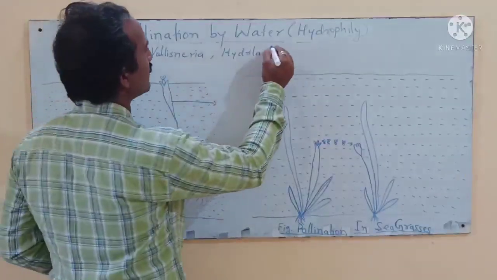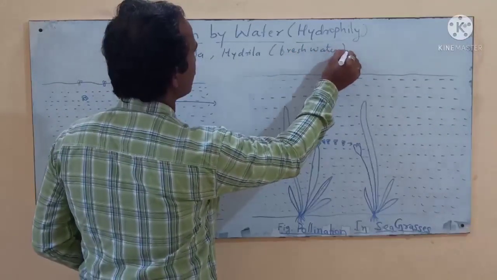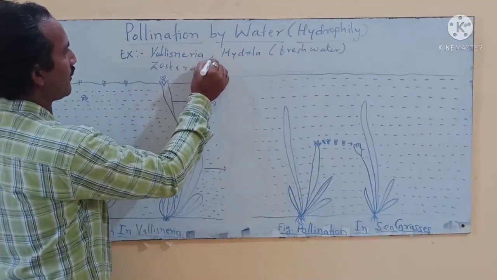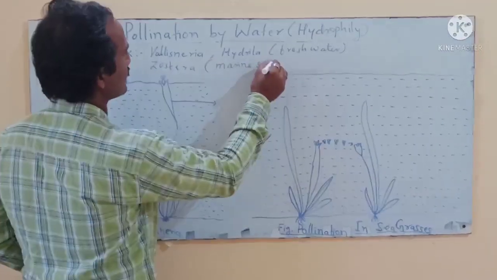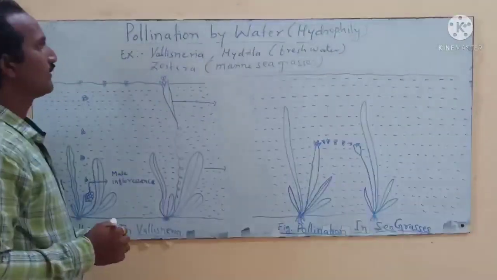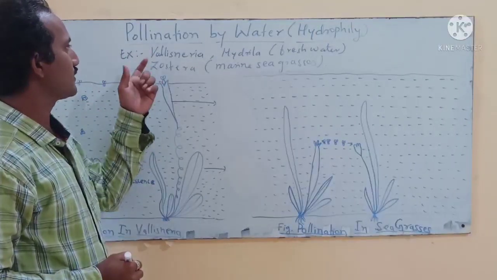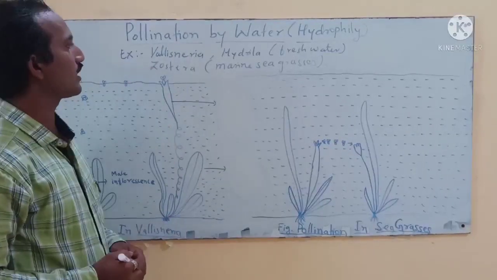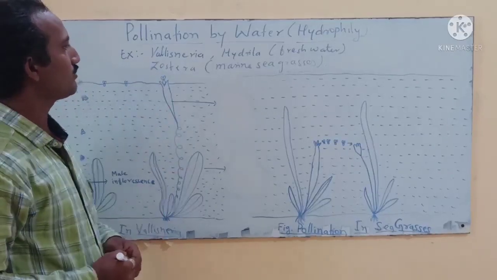These are freshwater plants. Or Zostera, which is a marine sea grass. So we can observe pollination by water, or hydrophily, in some examples such as Vallisneria or Hydrilla in freshwater plants, and Zostera, also called the marine sea grass. So now we will discuss one by one.